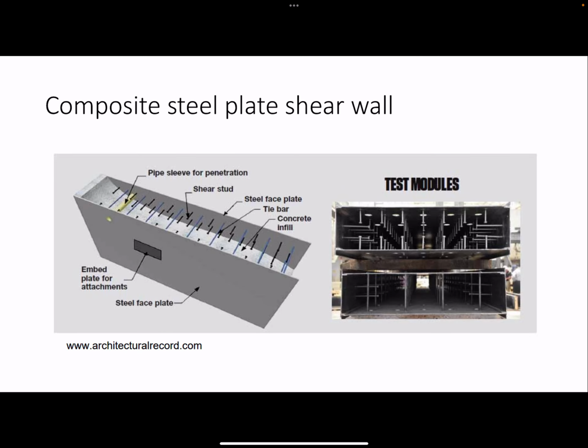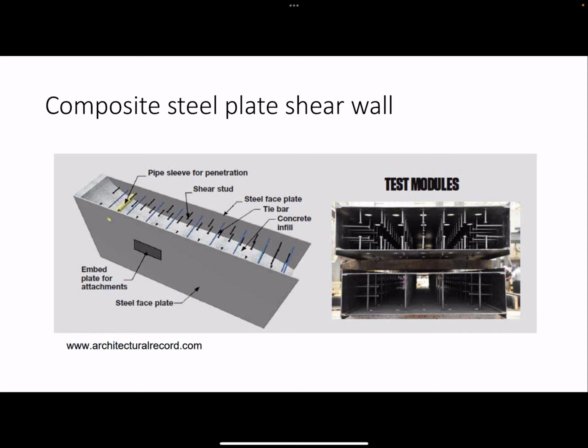All right, so I'm going to show you an example of a couple high-rise buildings, one that uses an outrigger and one that uses a different way to engage the perimeter. But first, I want to introduce this concept. So this is a relatively new type of structural system. This is called composite steel plate shear wall.